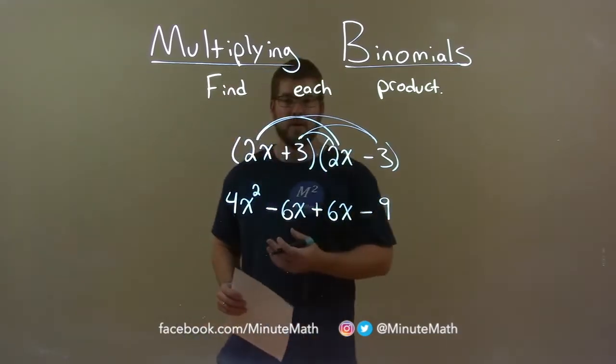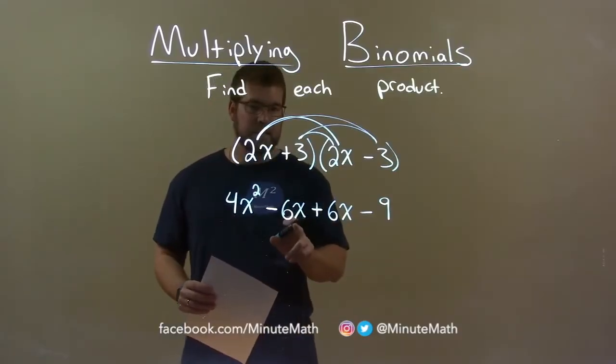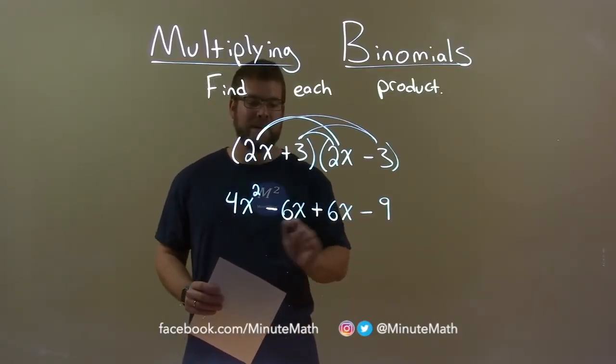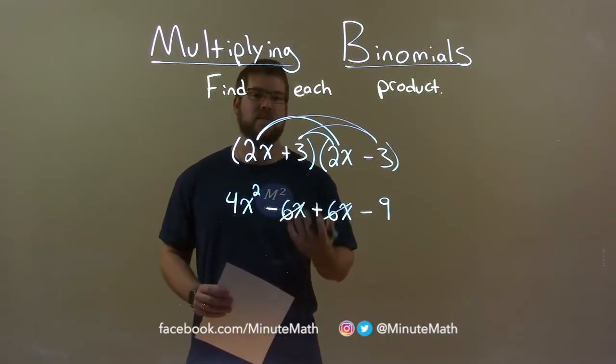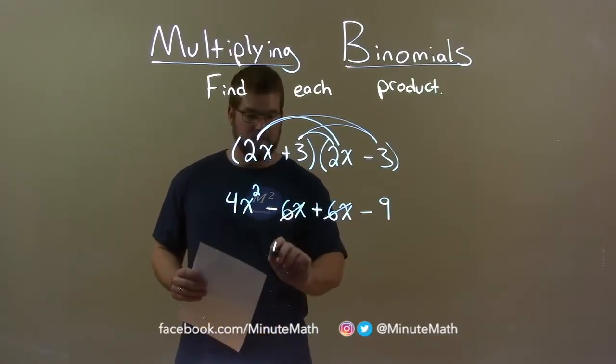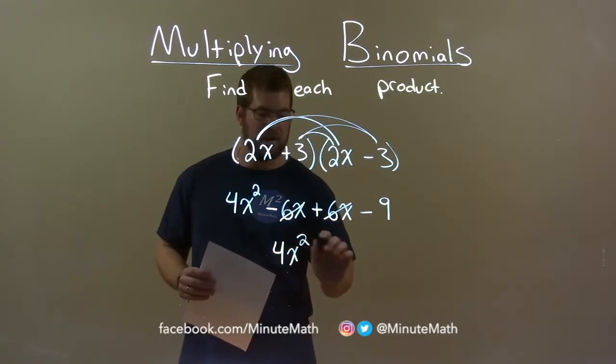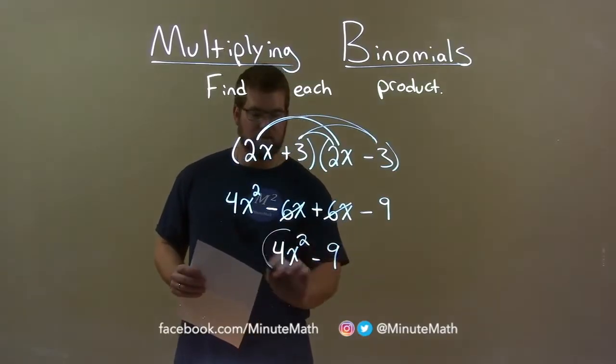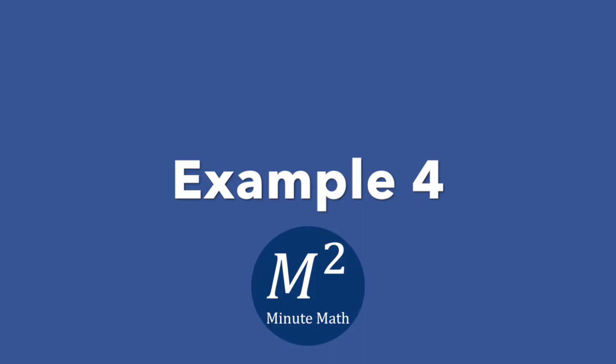Now let's combine our like terms and simplify. A minus 6x and a positive 6x cancel each other out, which is a 0, which we don't need to write. So we just bring down the rest. 4x squared minus 9 is our final answer.